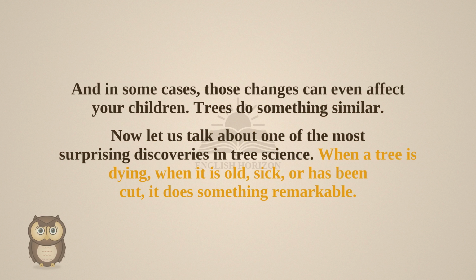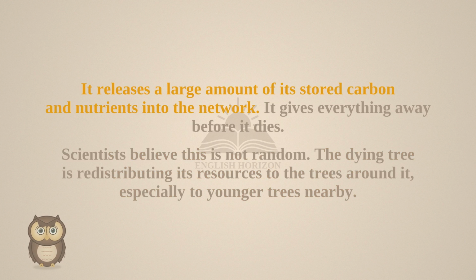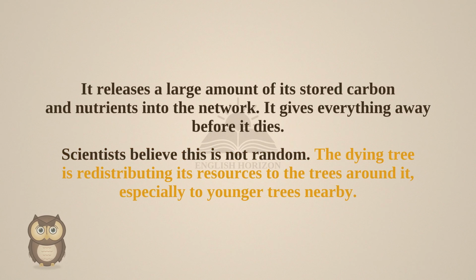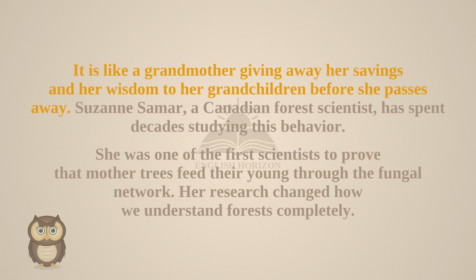When a tree is dying, when it is old, sick, or has been cut, it does something remarkable. It releases a large amount of its stored carbon and nutrients into the network. It gives everything away before it dies. Scientists believe this is not random. The dying tree is redistributing its resources to the trees around it, especially to younger trees nearby. It is like a grandmother giving away her savings and her wisdom to her grandchildren before she passes away.